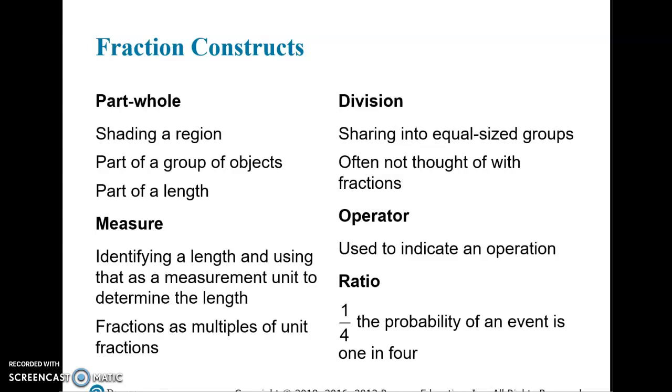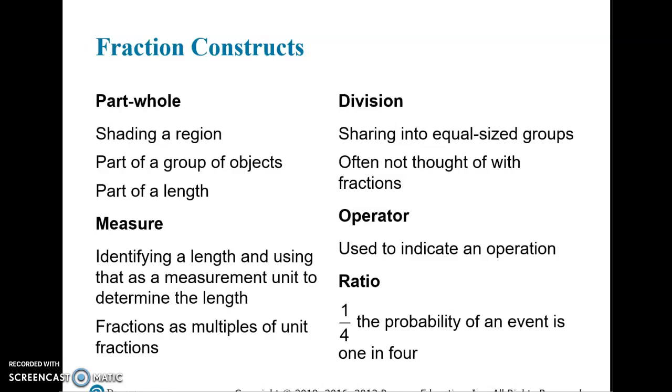Measurements involve identifying a length and then using the length as a measurement unit to determine the length of an object. For example, in the fraction 5/8, use the unit fraction 1/8 as a unit and then count and measure to show that it takes 5 of those units to reach 5/8. In other words, 5/8 is thought of as 5 times 1/8.